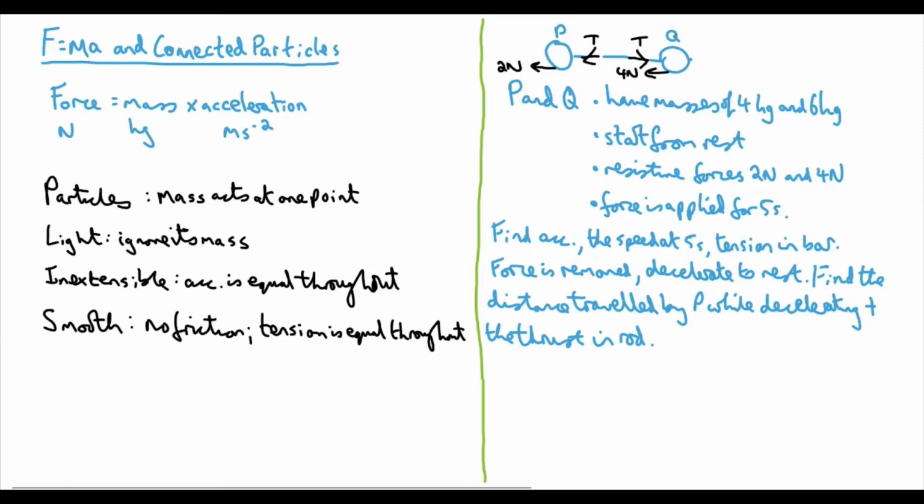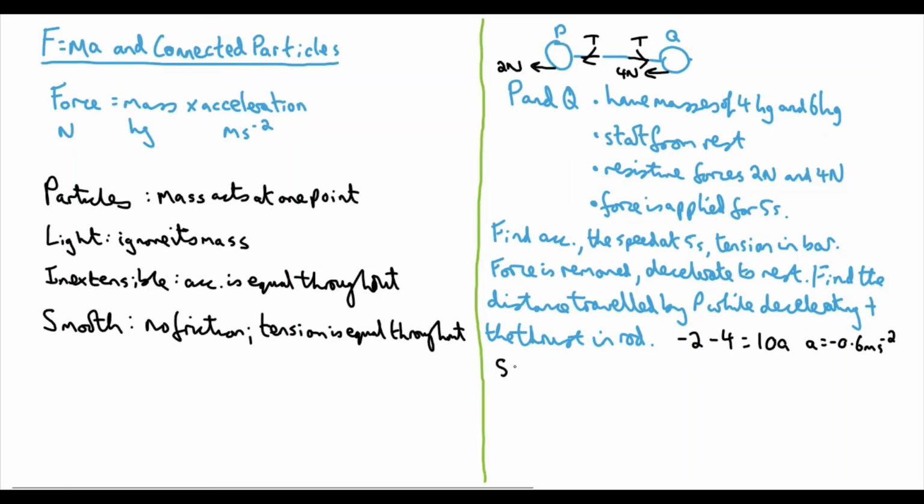So once again, by considering the model as a whole, the tensions, or now the thrusts, are going to cancel, leaving us with only resistive forces, so only the -2 and only the -4, so -6 overall, now being 10a, therefore a is going to be minus 0.6 meters per second squared. From that, we can now get another suvat.